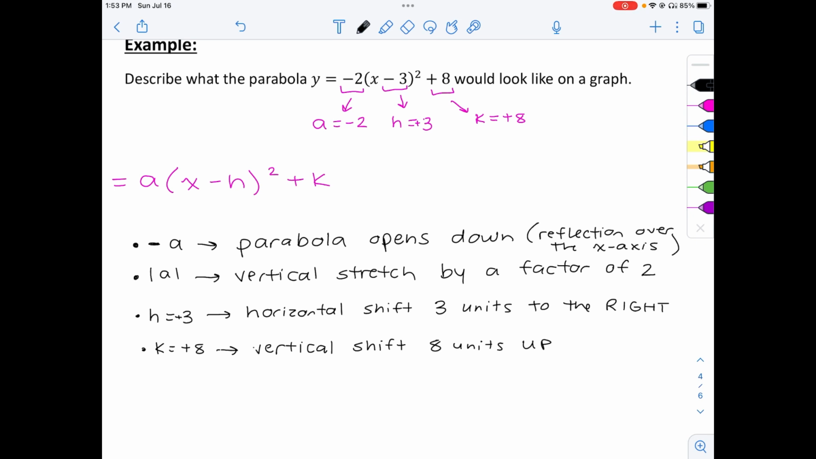So it's opening down. There's a vertical stretch by a factor of 2. Again, we don't need to say -2, even though my a value is -2, because we already addressed the negative with the direction of opening. Your x flips, so this is not -3, this is +3, which is a horizontal shift 3 units to the right. Okay, positive means we're going right. And then your k value is +8, so it's a vertical shift going 8 units up. Okay, so that's how we can tell what transformations are happening to our parabola based on the vertex form of the equation.